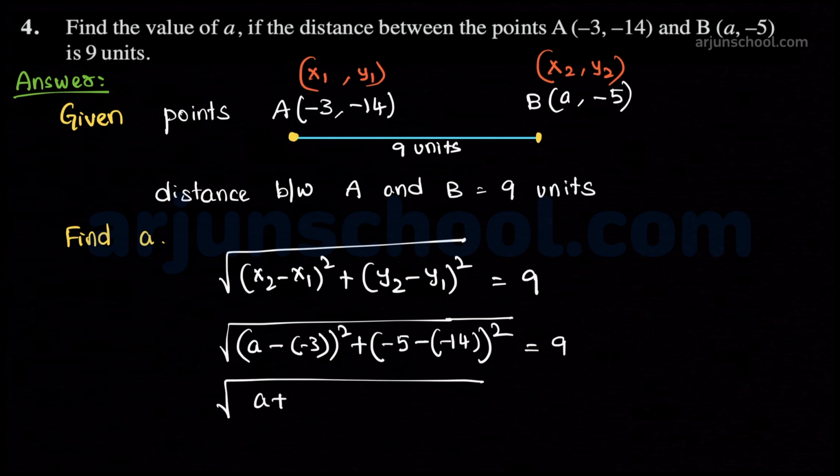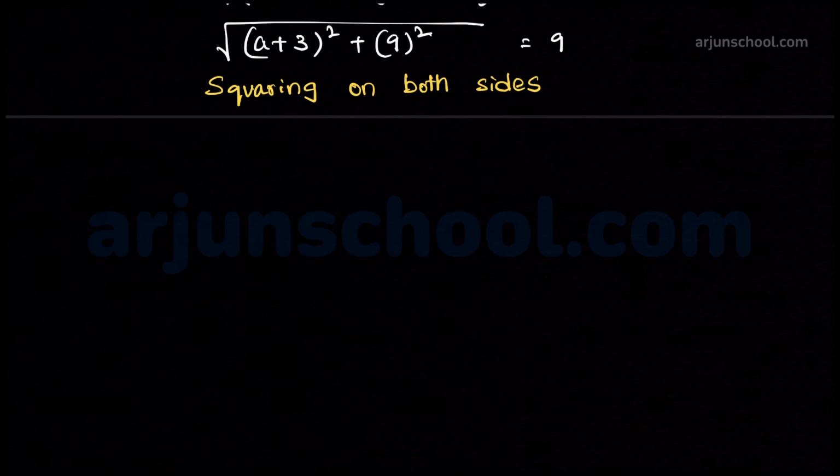Root over (a minus of -3, which is a plus 3) whole square plus (-5 plus 14, which is 9) whole square, which is equal to 9. Now let us square on both the sides. Upon squaring on both the sides, on the left hand side, square root and square get cancelled and we will have (a plus 3) whole square plus 9 square equal to, upon squaring on the right hand side, we get 9 square.